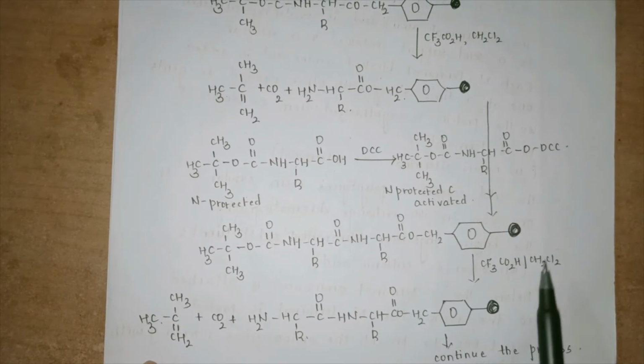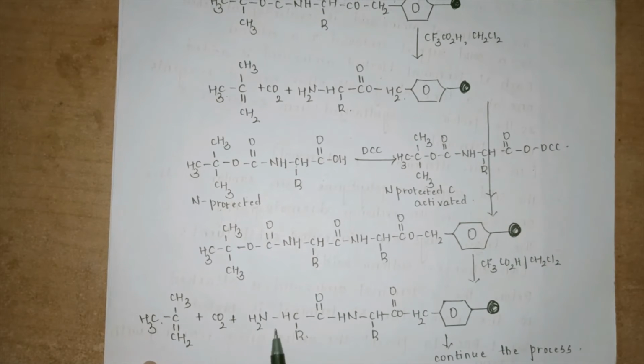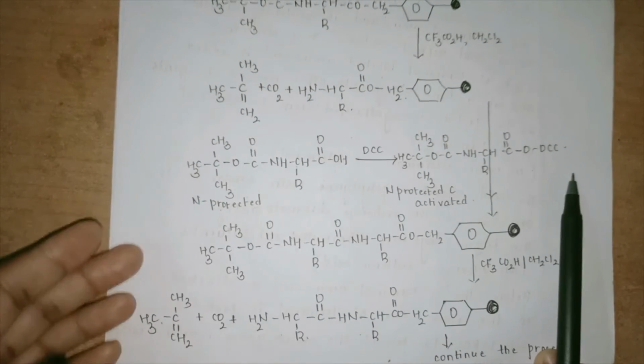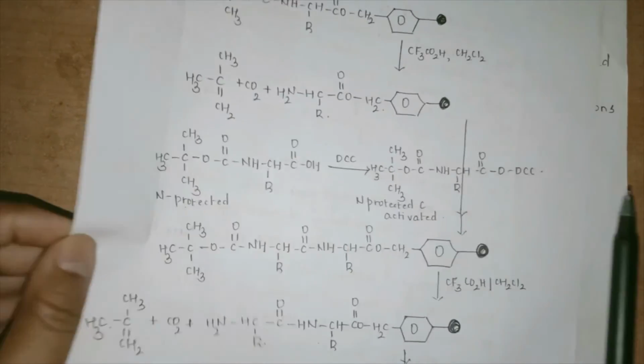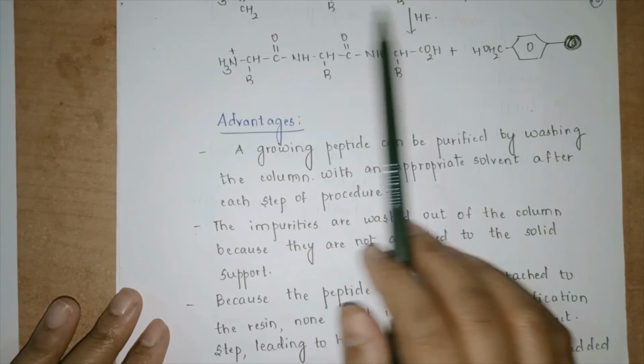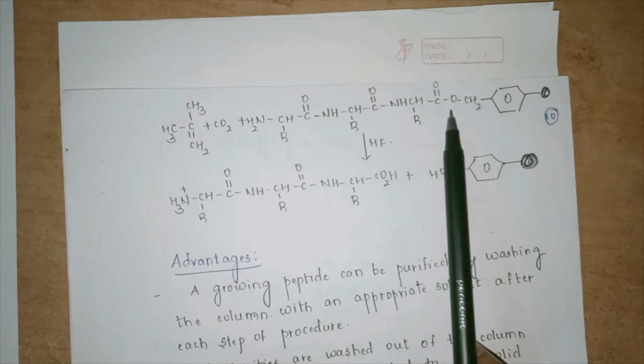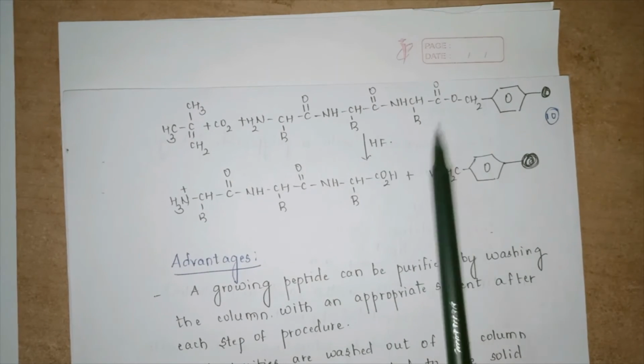Again, the same procedure: make use of trifluoroacetic acid in presence of DCM. Again there is a free N terminal. Again we can add the activated carbonyl carbon, and we can go on continuing the process until the number of polypeptides that needs to be synthesized is reached. Now can we not see here that after complete addition of various amino acids, there is a long chain polypeptide that has been synthesized.